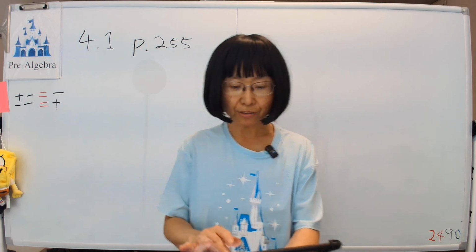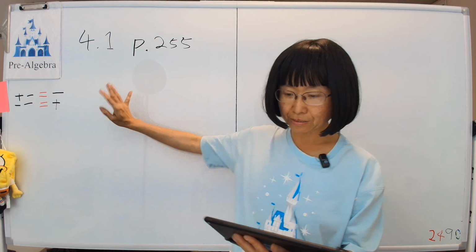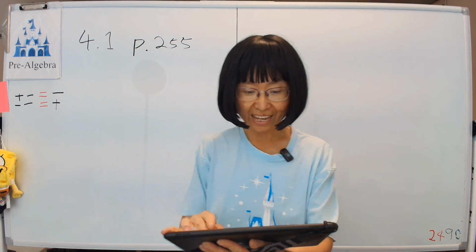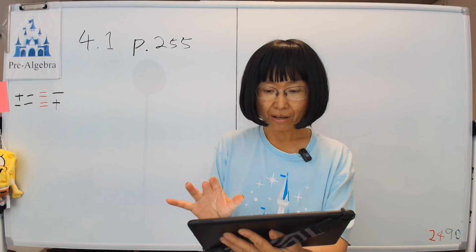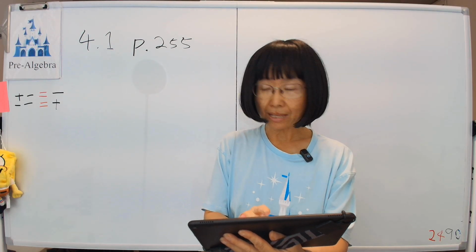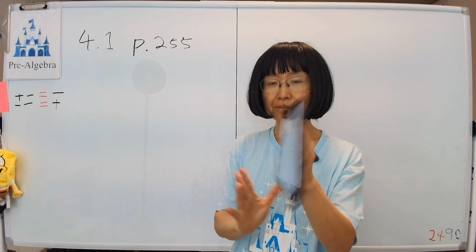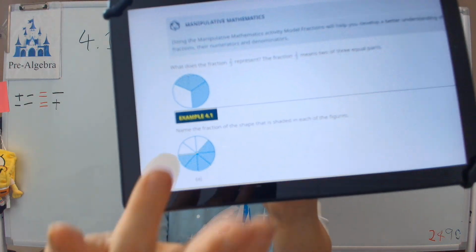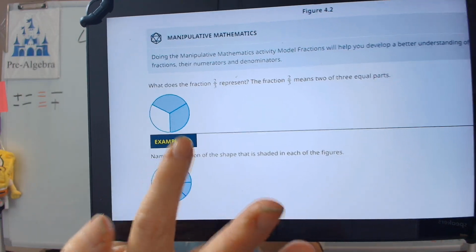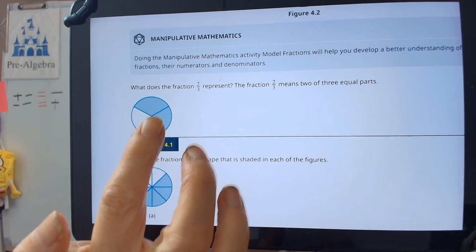Today we are going to do section 4.1, which is fractions. Okay, what is a fraction? For example, let's look at this page, and there is a nice little example here. Okay, here is the fraction 2/3. What does 2/3 mean? That's referring to the shaded part.